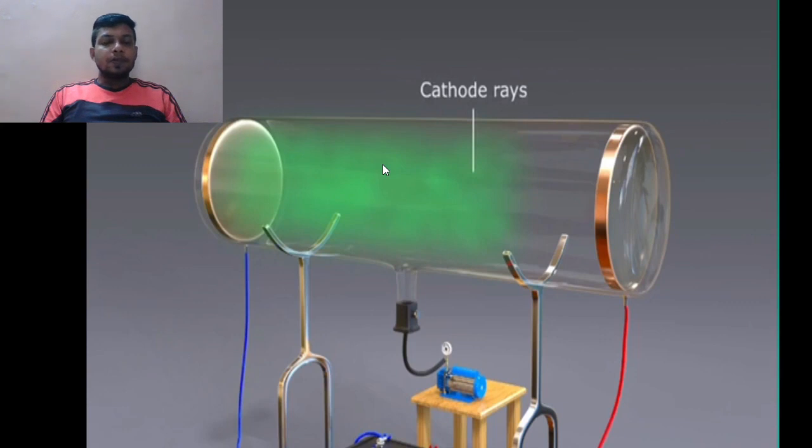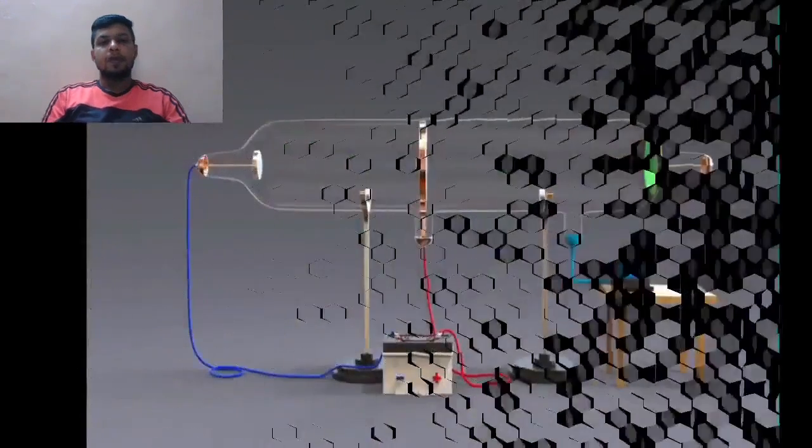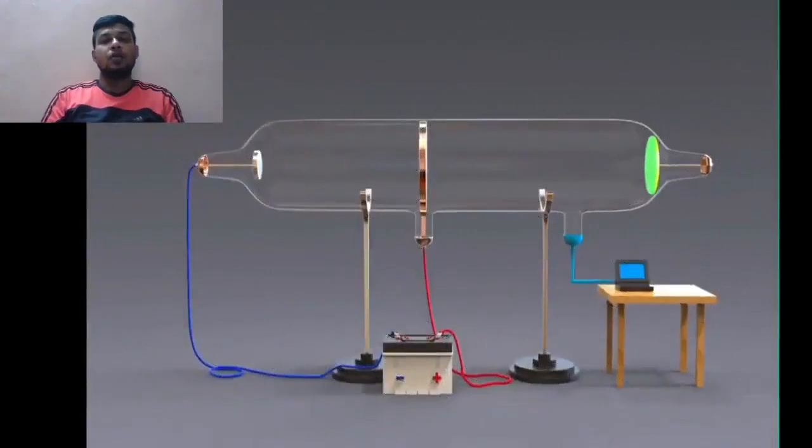So that is how the electron was discovered. As the atom is electrically neutral, there must be some positively charged particles inside it. These positively charged particles were later discovered by Goldstein in 1986.